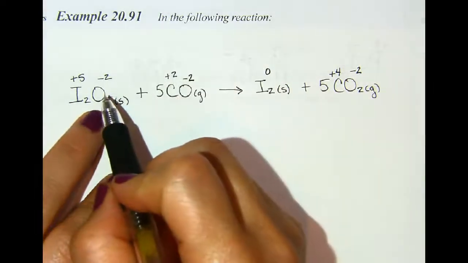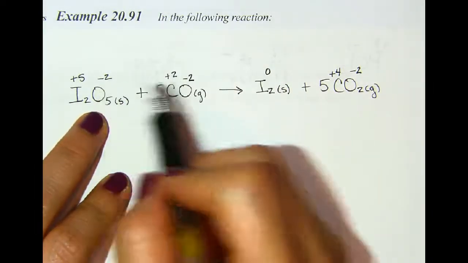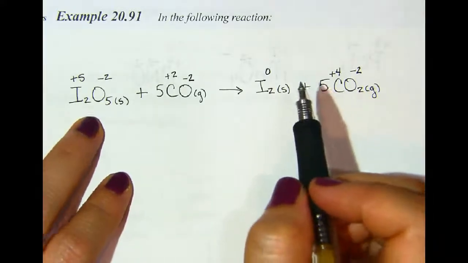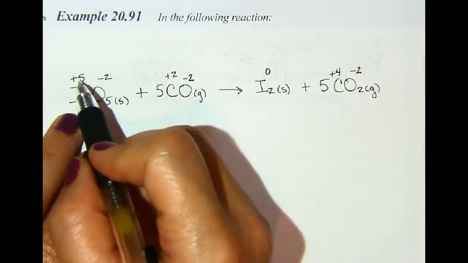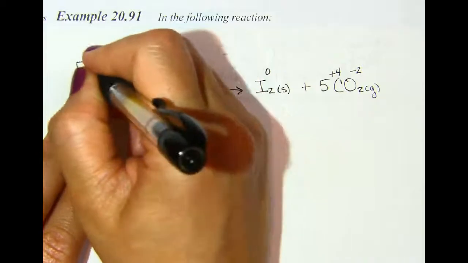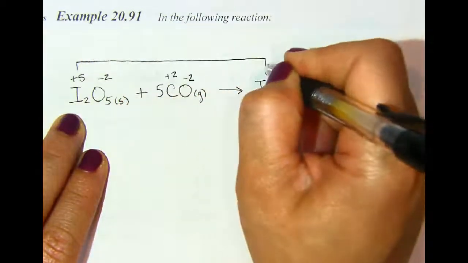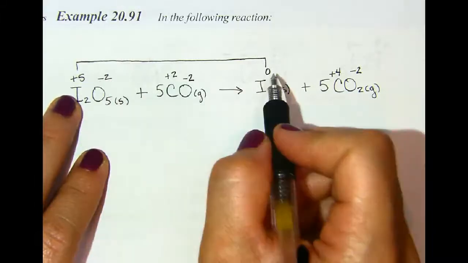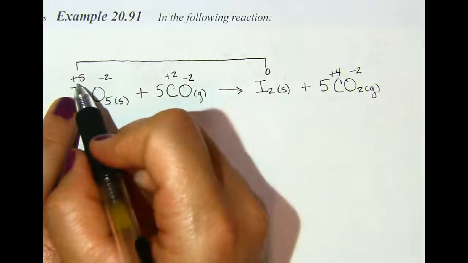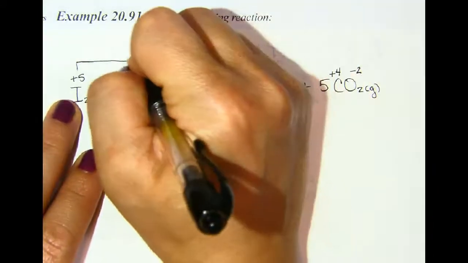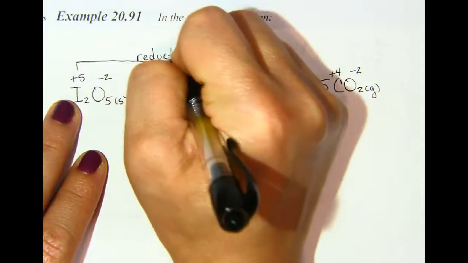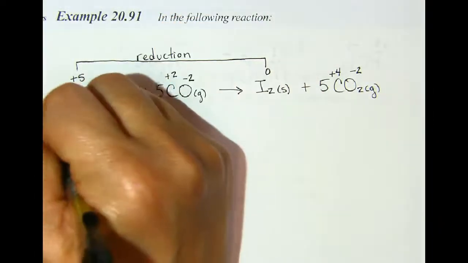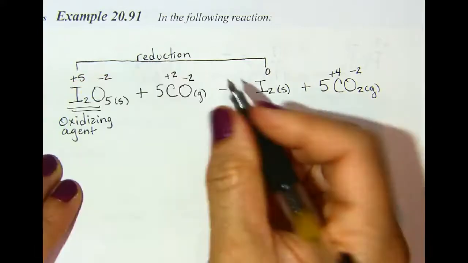Notice that oxygen remained -2 the entire time. -2, -2, -2. It never changed. So it's not going to be something of interest. Iodine went from +5 on this side to a 0 on the right-hand side. So because it reduced in value, the +5 reduced to 0, this is the reduction part of the reaction. That means that I2O5 is the oxidizing agent.